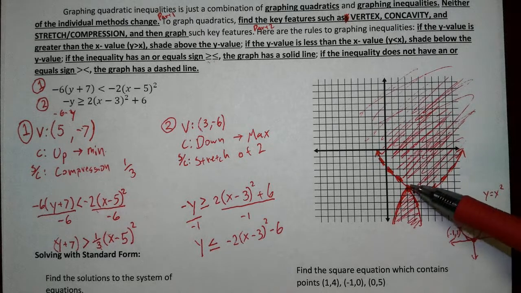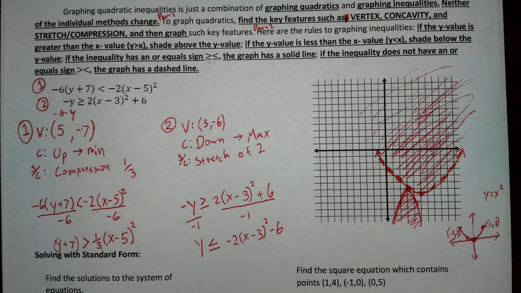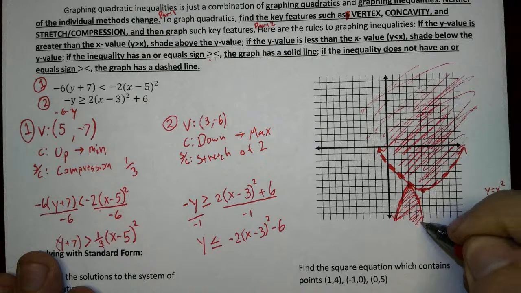So, understand, if they don't overlap, that's okay. It just means it's no solution. But where they do overlap, that's where our solutions lie. And so, that is both of these graphed just like that.